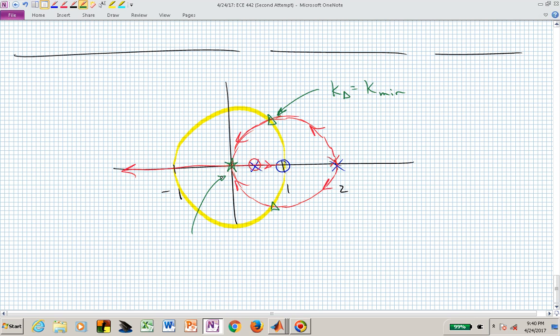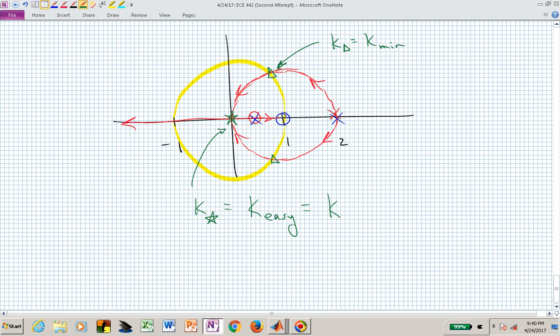I would say that that might be an easy gain to find. I'll say K easy, because if we used our magnitude condition to find an expression or an equation for the gain K, we could evaluate that K expression at z equal to 0, and that would give us the gain to get us to star.